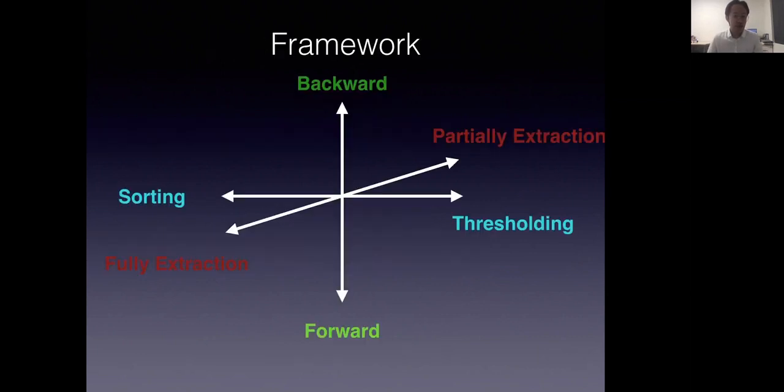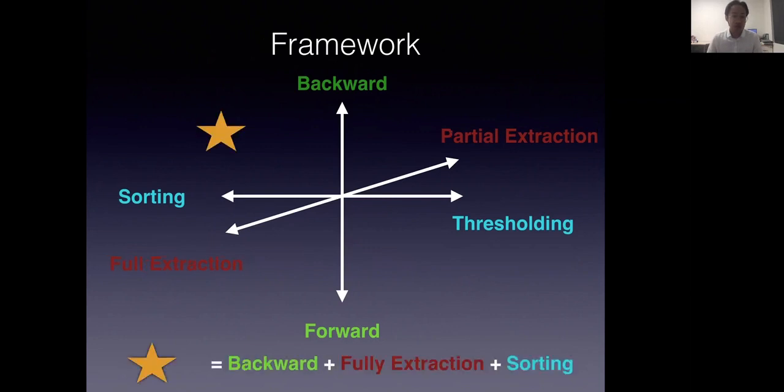We propose a framework that covers all the variations. Users are able to decide whether they want the algorithm to start from the first layer or last, use sorting or absolute, or thresholding, or they can mix some of the parameters. For example, this design point here represents a user who wants to use backward, use sorting, and use full extraction.